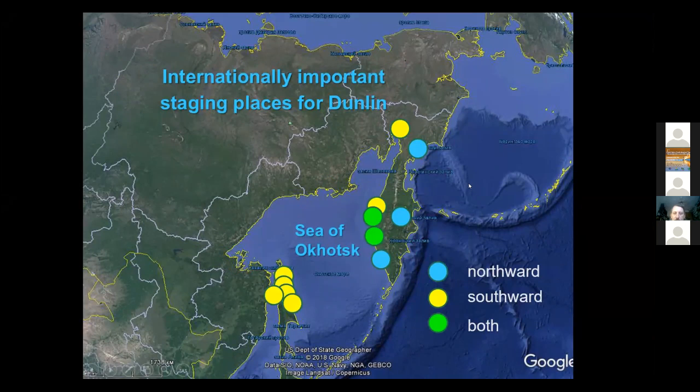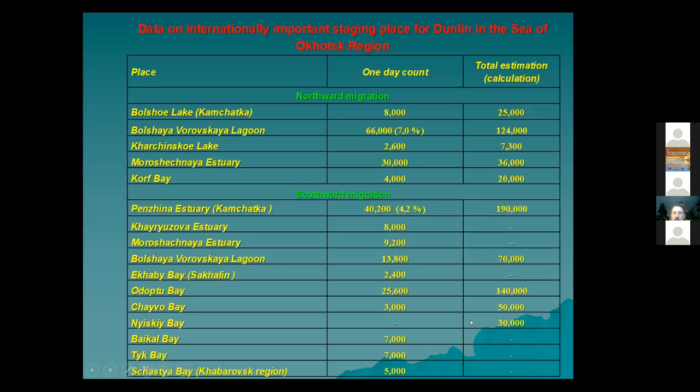And I prepared some pictures and tables, just for example, for some species, to show how much we know. This is for Dunlin, one of the most studied species. You can see the spots, the staging places during northward migration, southward migration, and both migrations. And for each species, we have a special table where we input the maximum 1-day count for each point and the total estimation if such an estimation was made.